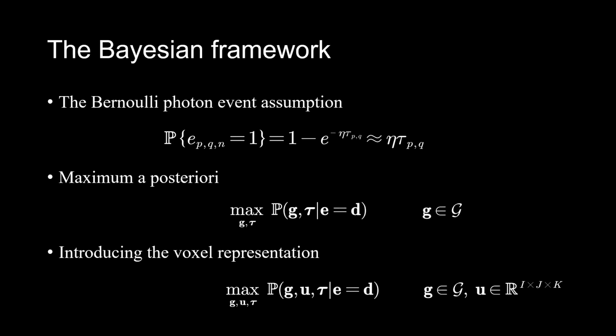The detection of photon events is assumed to be independent Bernoulli events and the probability of recording a photon event is proportional to the corresponding photon intensity. Using the Bayes formula, we maximize the posterior probability with the measured photon events. The set G is not convex, making the problem hard to solve. To overcome this difficulty, we also introduce the 3D voxel representation of the target, U, as the variable and maximize the joint posterior probability.